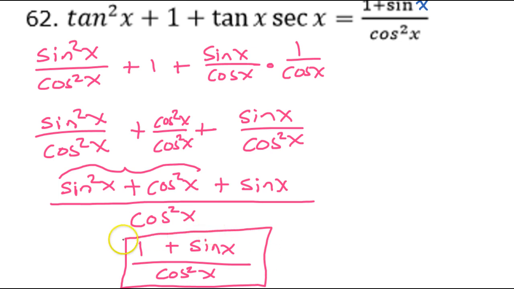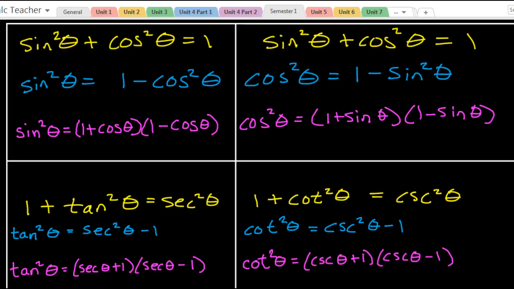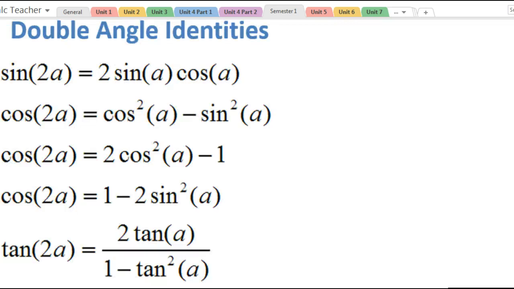So that is it for number 62. There is no problem 63, so that brings us to number 64. Now I'm noticing that we have something new on this problem, sine of 2x. That's going to lead us to another set of identities. Okay, these double angle identities. So sine of 2x is 2 sine x cosine x. Watch out for that.